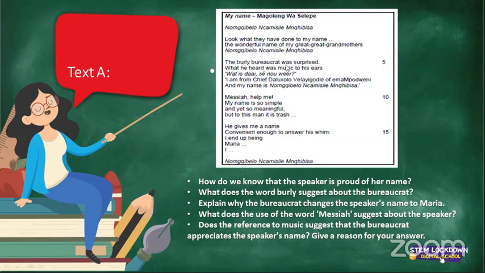Okay, and then the other question is, what does the word burly suggest about the bureaucrat? Okay, guys, and please don't Google the word because you won't have Google in your exam. Okay, Deshan says vague and blunt. Anybody else? Guys, please.